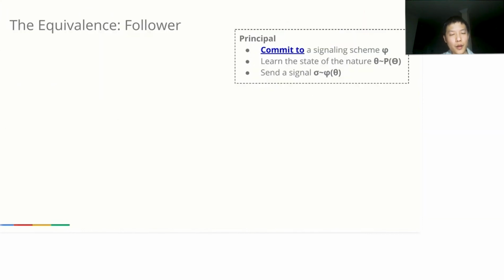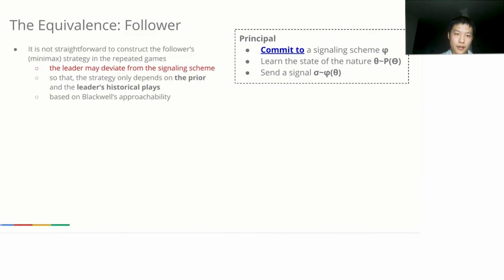Okay, now we have established the strategy for the leader. So how about the follower? However, to establish a strategy for the follower, we cannot rely on the public signaling scheme. Because in the public signaling game, we have a credible principal who commits to a public signaling scheme. However, in the Bayesian repeated game, there is no credible principal. And in fact, the leader is also strategic. As a result, the leader may deviate from the signaling scheme. Therefore, the strategy of the follower can only depend on the prior as well as the leader's historical plays.